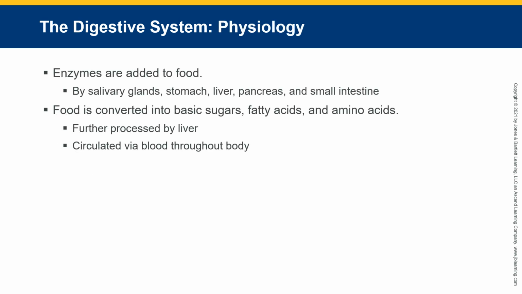Enzymes are added to food by the salivary glands, stomach, liver, pancreas, and small intestine. Food is converted into basic sugars, fatty acids, and amino acids, further processed by the liver, and circulated via blood throughout the body.